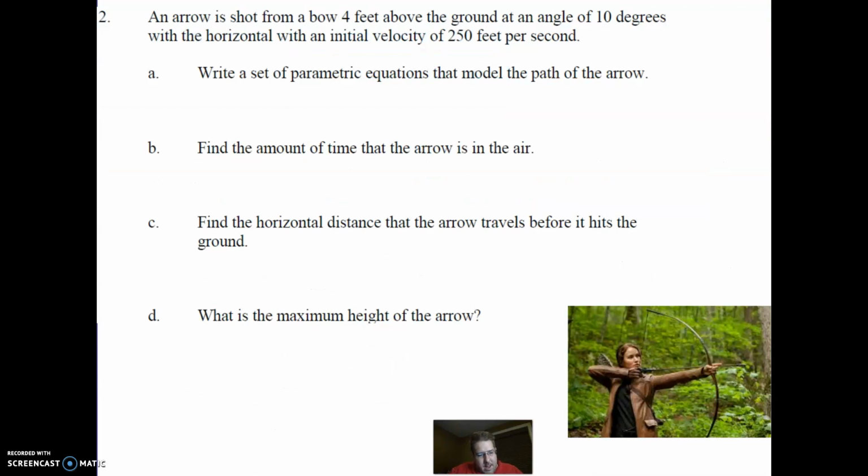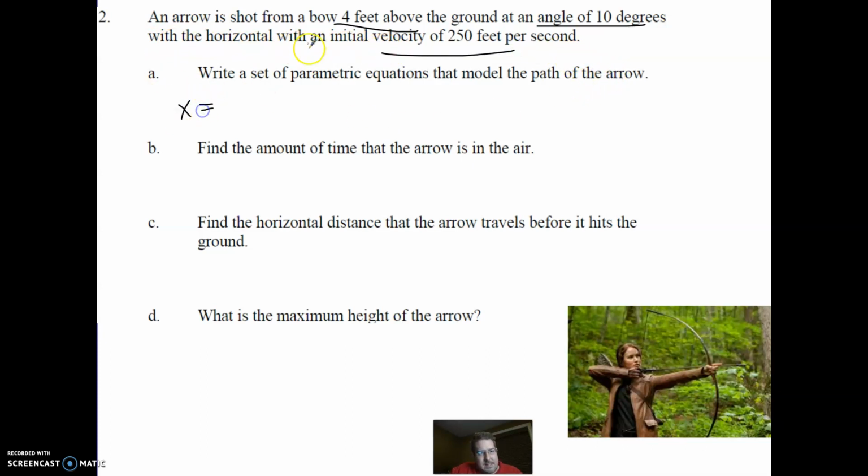All right, so now obviously I'm not going to have enough time to do all of them, but I would like to do at least one more. I'm 8 minutes in, and my limit is at 15 minutes. An arrow is shot from a bow 4 feet above the ground. All right, and it's at an angle of 10 degrees with a horizontal velocity of 250 feet per second.